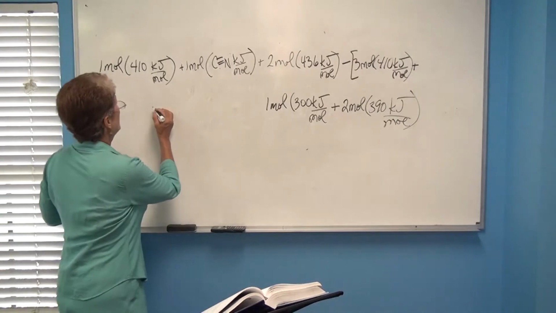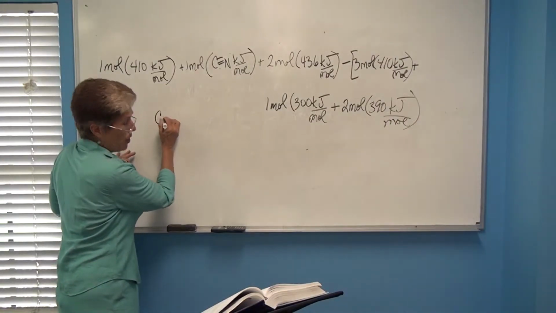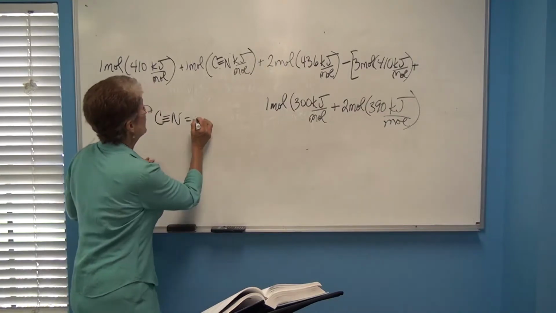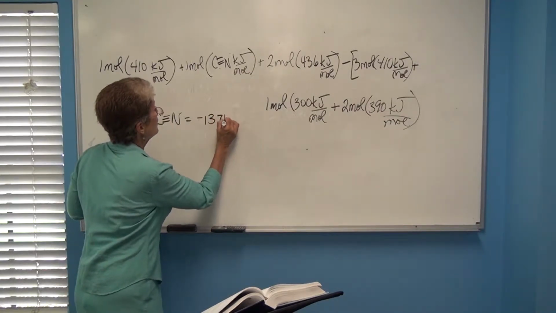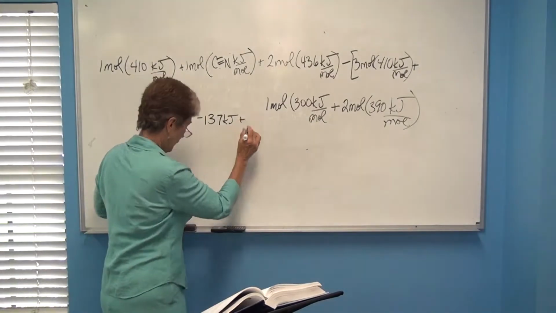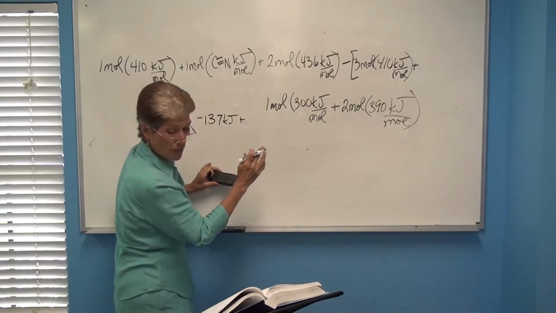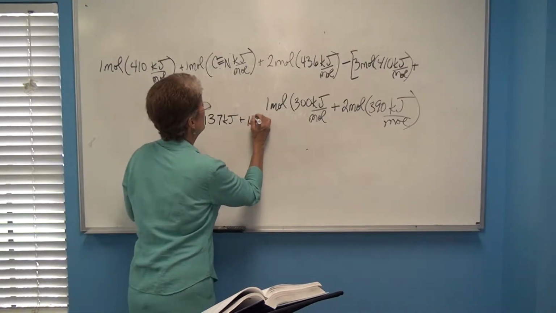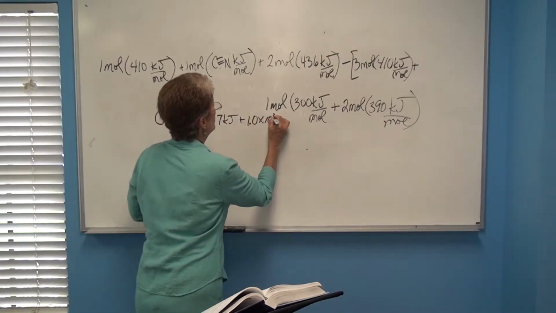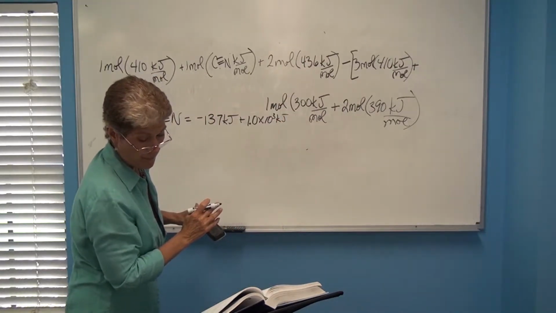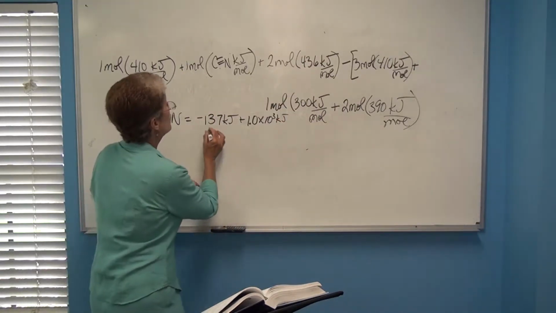You'll end up finally getting down to this bond, which is what you're looking for, equals negative 137 kilojoules plus, with 2 significant figures on this one, so 1,000 is 2 significant figures, so it's 1.0 times 10 to the 3rd kilojoules, and that's all over per mole.